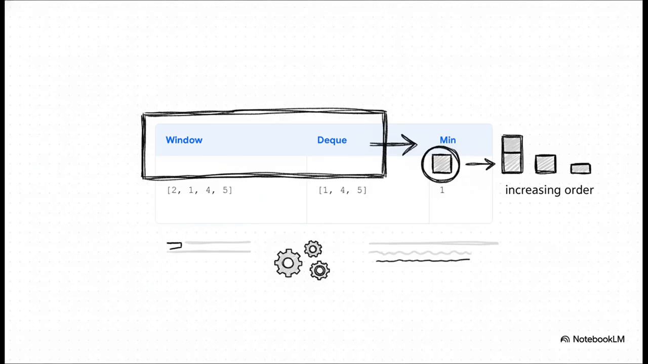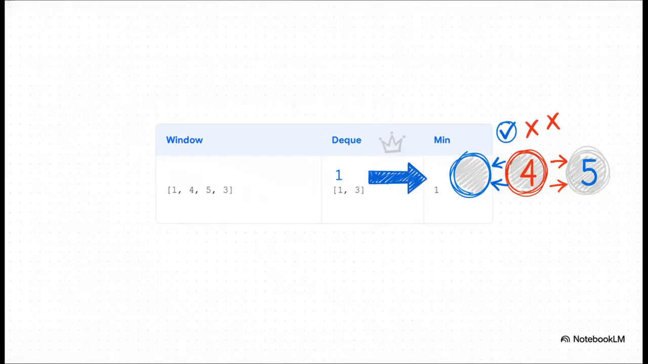Think about how the Deque's state manages these elements. To track the minimum, our Deque strictly maintains an increasing order. The front of the Deque, which in this first window happens to be the number 1, is always the absolute minimum of our current window. Now, watch what happens when the window slides just one step to the right, introducing the number 3.